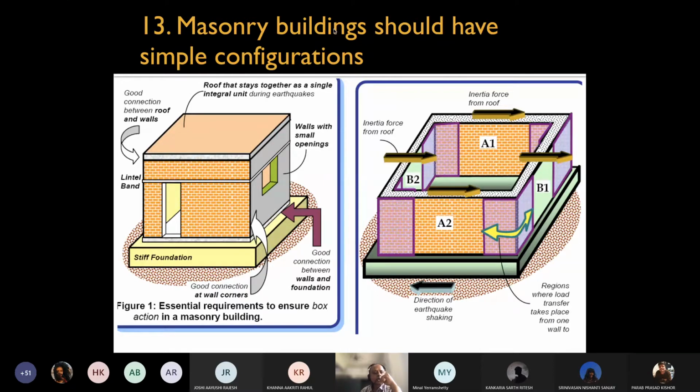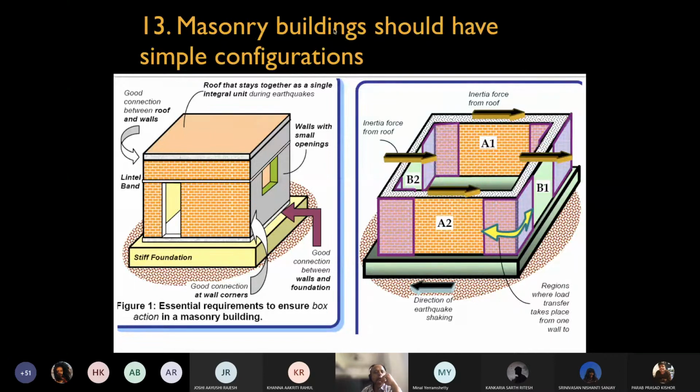So good connection at the corner walls we have already seen in the previous slide. Then the walls should have smaller openings. Now this is completely contrary to what we do as architects. We always want larger openings, but from an earthquake point of view, larger openings will mean that the stresses are taken over by smaller areas of the built mass, and that is where the vulnerability lies. Okay. So there should be proportionate sizes of openings.